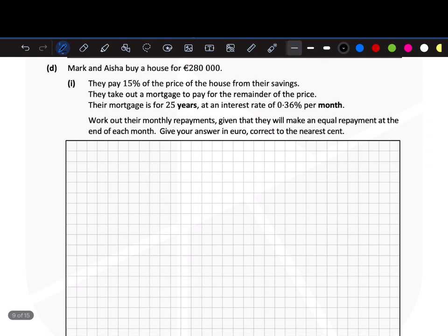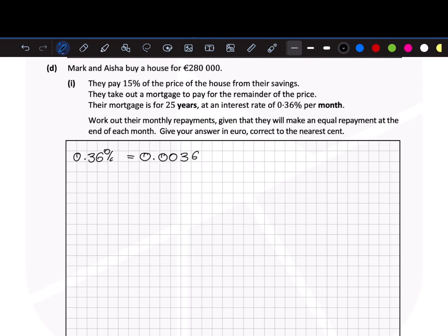So the next one. Mark and Evie want to buy a house for €280,000. They pay 15% of the price of the house from their savings. They take out a mortgage to pay for the remainder of the price. Their mortgage is for 25 years at an interest rate of 0.36% per month. So first of all, 0.36% is equal to a decimal of 0.0036.